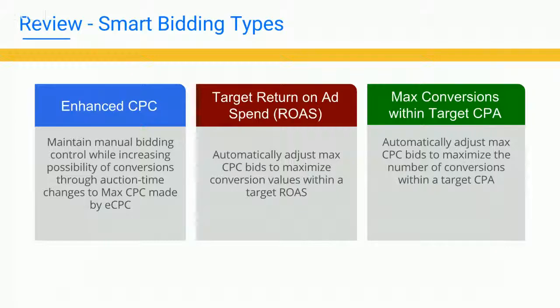All right, so our next strategy is the target return on ad spend, or ROAS, strategy. It was a mouthful to say that one. That's going to be another automated strategy based on conversion values. So if you're tracking conversion values, you can use target ROAS to automatically adjust your max CPC bids to maximize those conversion values. You put in a target in terms of percentage. So if you want a 150% return on ad spend, that's what you would put in there as your target for the ROAS strategy, and the system would use your past performance and historical data to optimize for that.